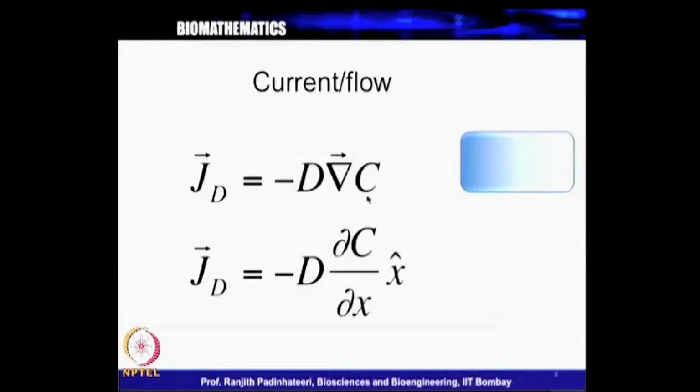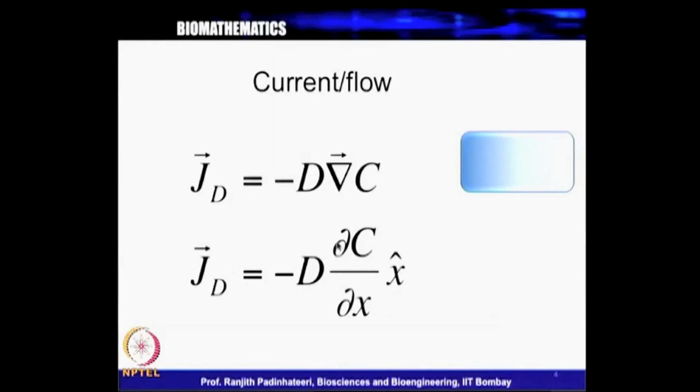This is the mathematical form of the current, as you can see in this slide. The slide shows how this flow can be represented mathematically. J_D, that is the current due to diffusion, is minus D times del C, where del is the gradient as we discussed before. The gradient del can be written as del by del X x cap. So J_D can be written as minus D del C by del X x cap.